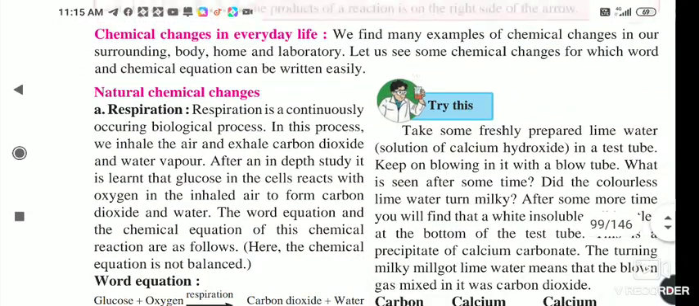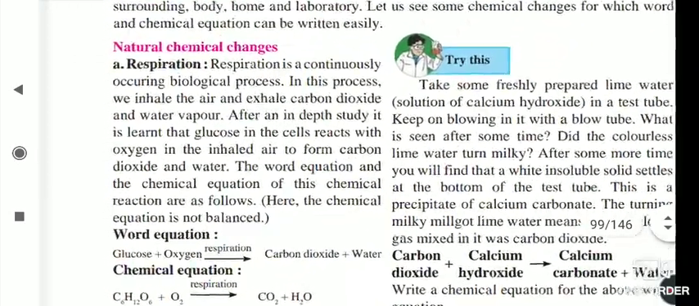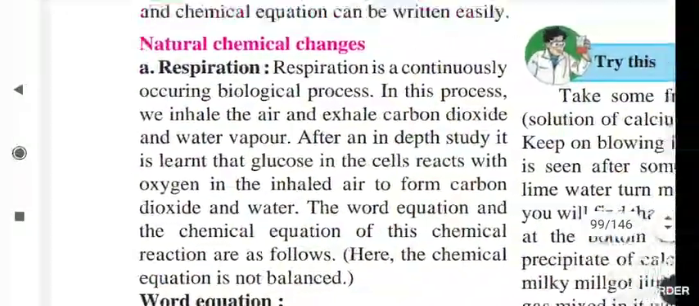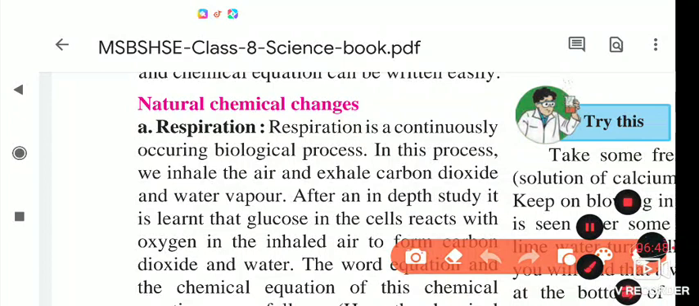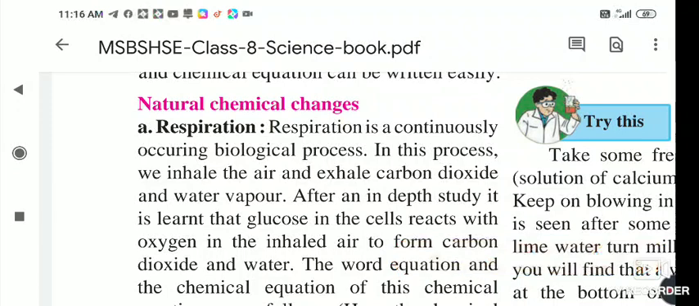So first of all, the first natural change is respiration. It is also a kind of chemical change. Whatever food we are eating, its oxidation takes place. Oxygen is coming into our body, and because of that a chemical reaction takes place between the food and that oxygen, and carbon dioxide, a waste product, is formed in this chemical reaction.